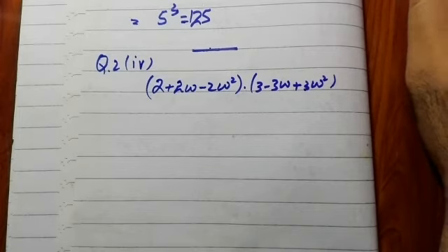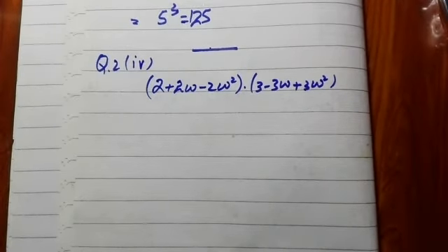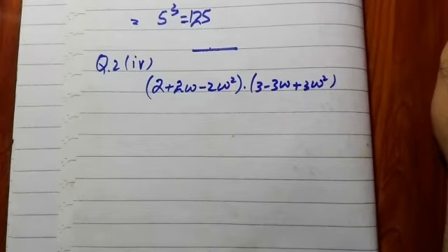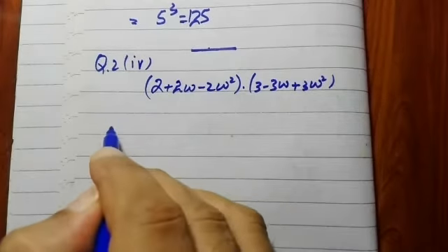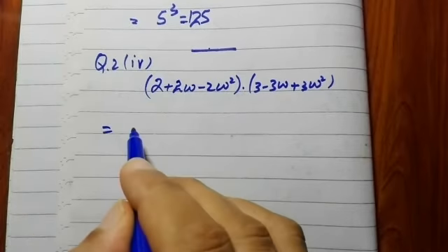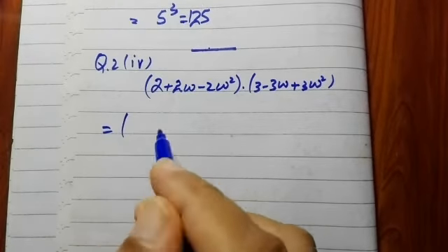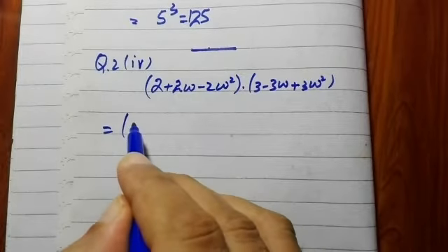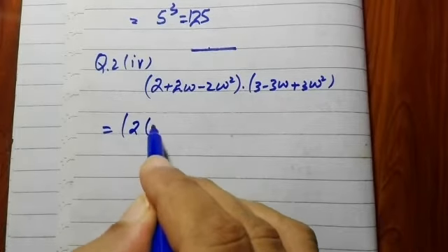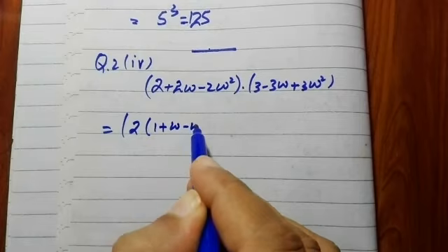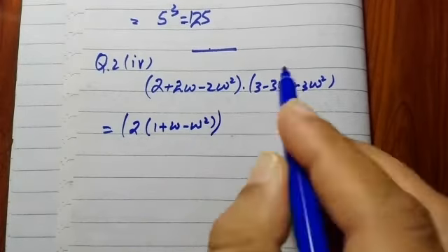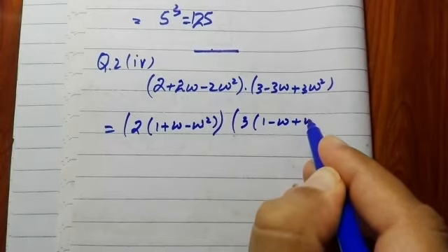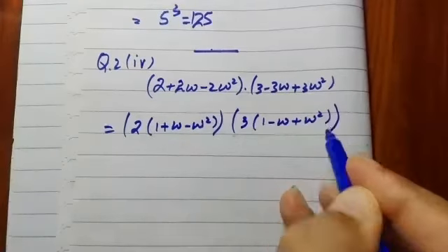To evaluate the terms, we will solve it in the similar way as I explained earlier, by keeping 2 as it is. Now you can use two different techniques. First one is this, that if you take out 2 common, within the bracket it will become 1 plus omega minus omega square. And if you take out 3 common from all these terms, it will become 1 minus omega plus omega square, like this one.